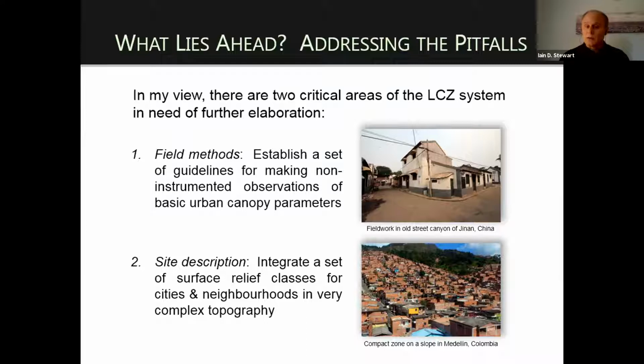So this involves walking through the streets, and having the ability and the skill set to make judgments about building height, height-width ratios, and so on. The second one is to elaborate the site description of the LCZ classes. That's simply to integrate a set of surface relief classes for cities and neighborhoods that are in very complex topography, and you can see an example of that in the photograph to the right.